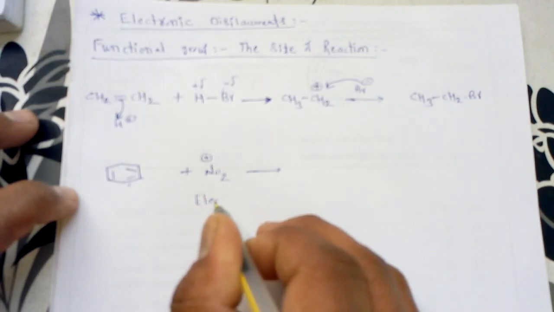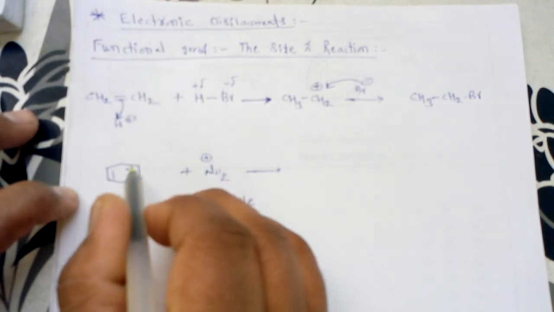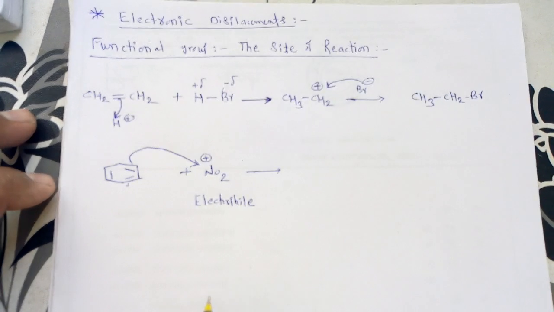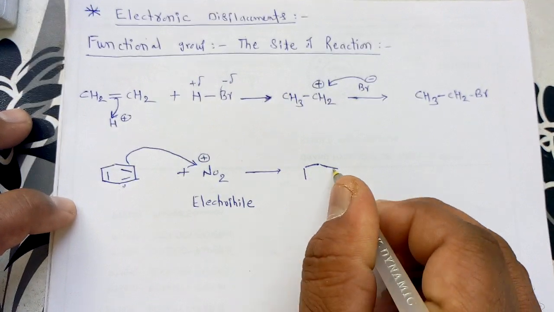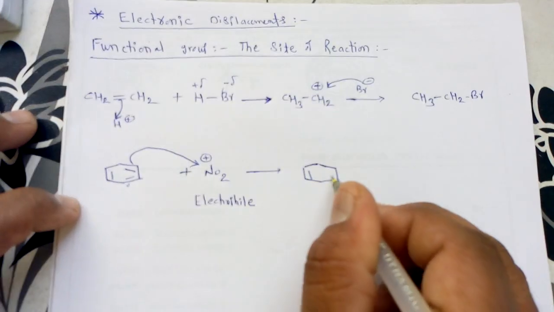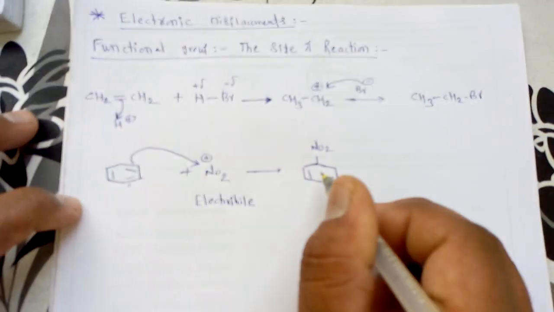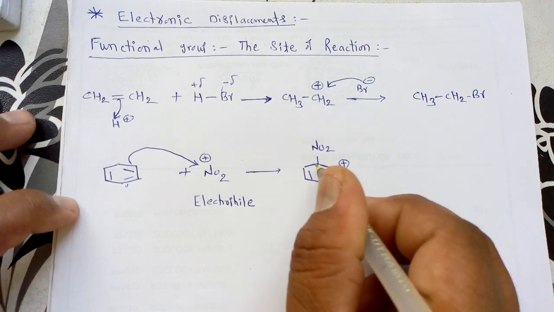This NO2 plus acts as an electrophile. So what happens? This carbon double bond, carbon from benzene, attacks this NO2 plus, and in the first step we get one intermediate compound. This type of compound is obtained. This is NO2. This double bond is converted into a single bond. So a positive charge is created at this carbon.